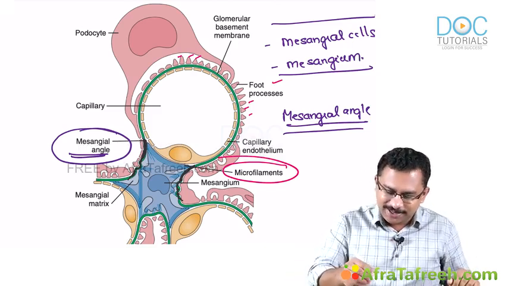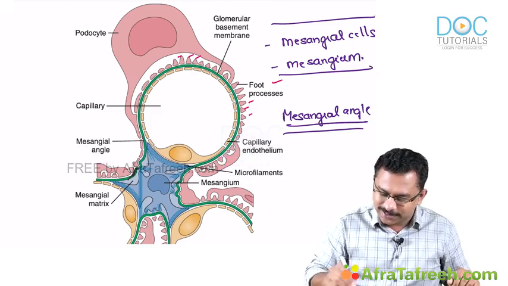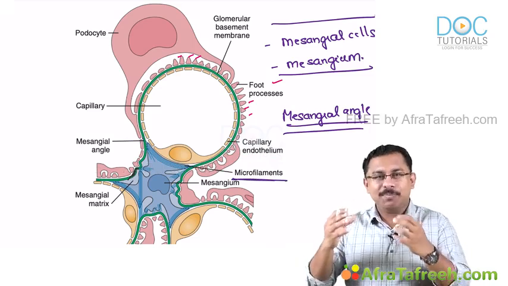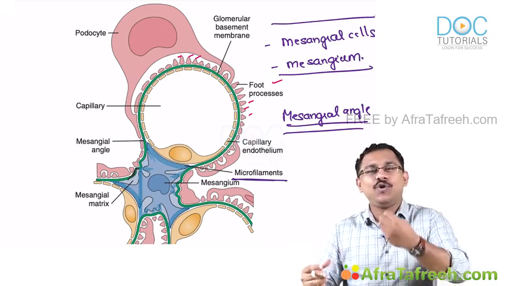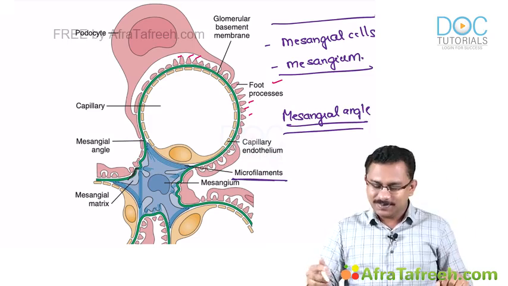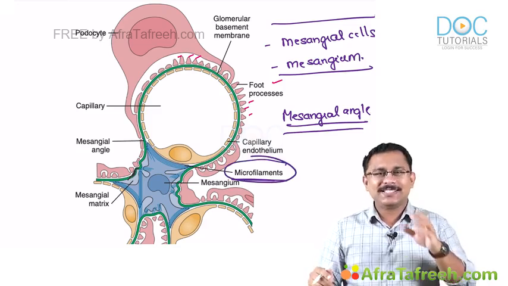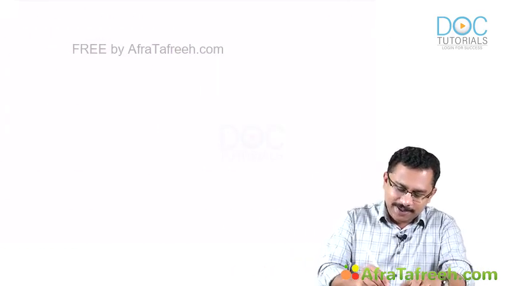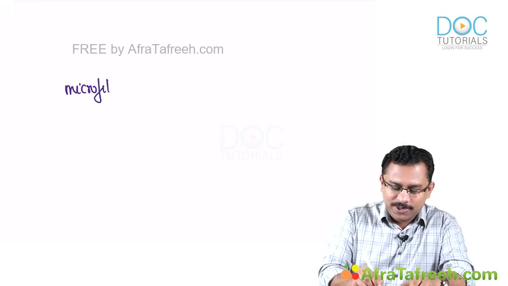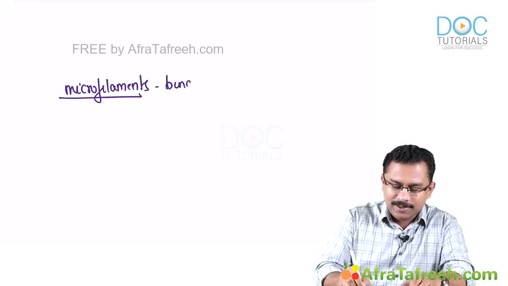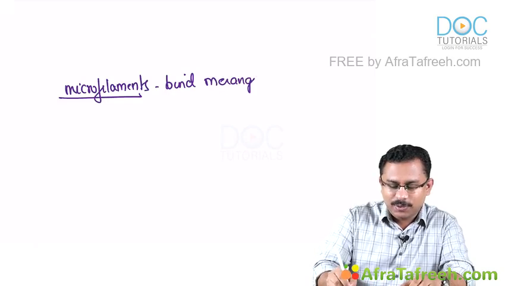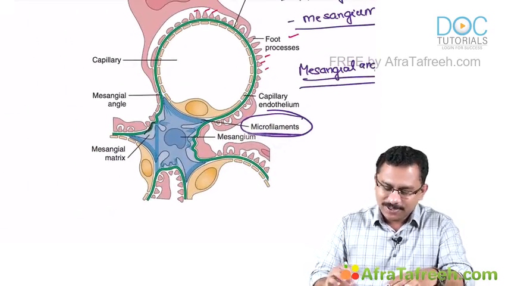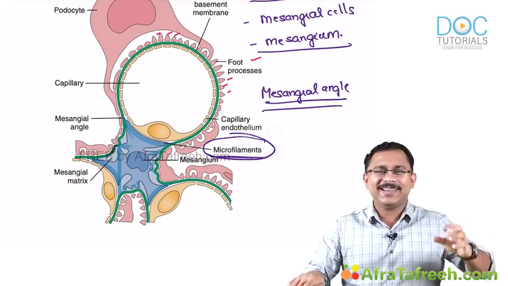And are you also seeing certain microfilaments? These microfilaments are the ones which bind the mesangium with the glomerular basement membrane. So what will they do? They will bind your mesangium to the glomerular basement membrane. Very, very important. So this will bind to the glomerular basement membrane so that it has an attachment with it.